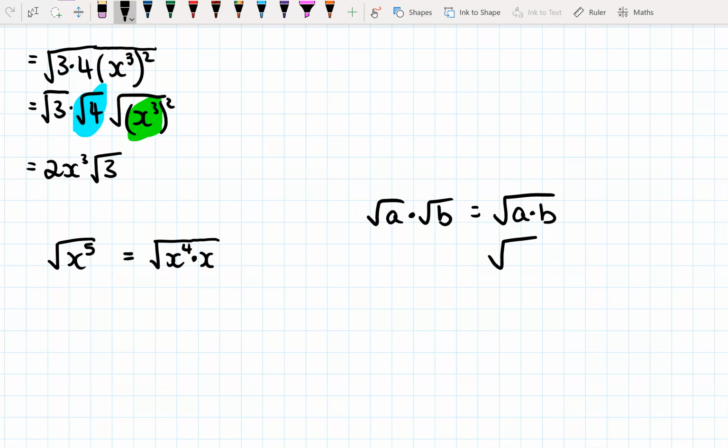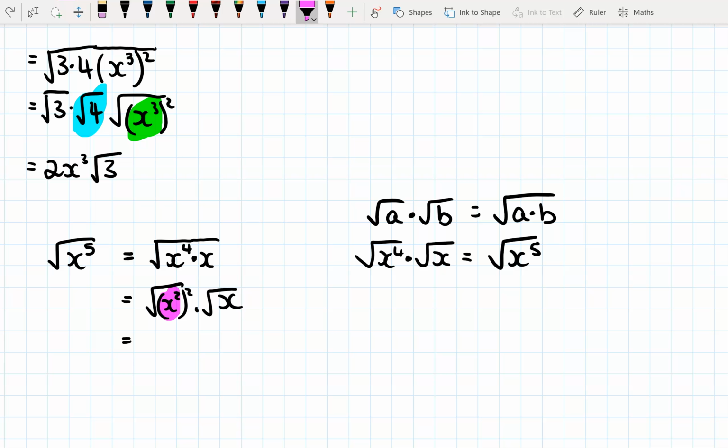So we're going from the square root of x to the 5 and we're turning that into the square root of x times the square root of x to the power of 4. And this helps us because we can take the square root of x to the 4. We now know that we have the square root of x squared times the square root of x. And when you have a square root of something squared, you just get whatever was inside the brackets here. So this is going to become x squared, and then the root x we can't do anything with, so it just stays as root x.